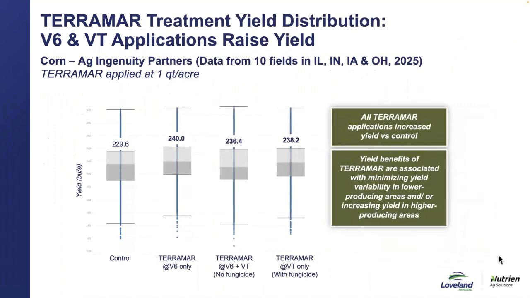Another way to look at this, in the same 10 fields, each one of those applications gave us a yield increase. But where did those yield increases come from? As we dig deeper into this data, what we're seeing is the areas of these fields that were lower producing, that were more prone to nutrient stresses or weather related stresses, those are the areas where we saw the greatest gains with this Terramar technology. So what we're doing with the technology on top of the yield increase is we're also reducing the variability in those more stressful areas of the field.